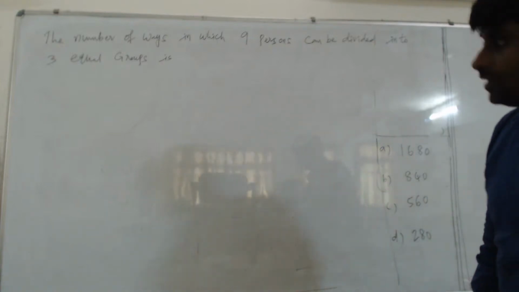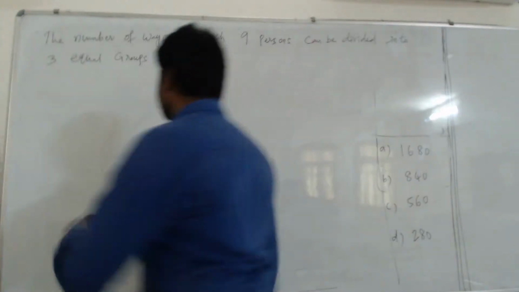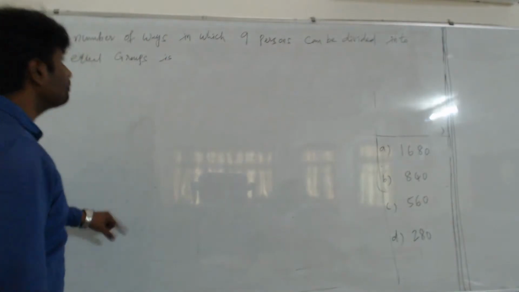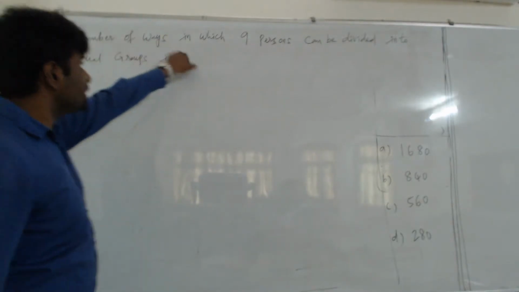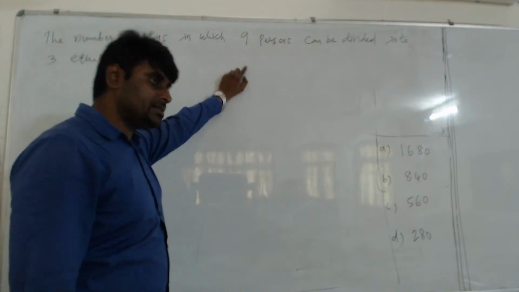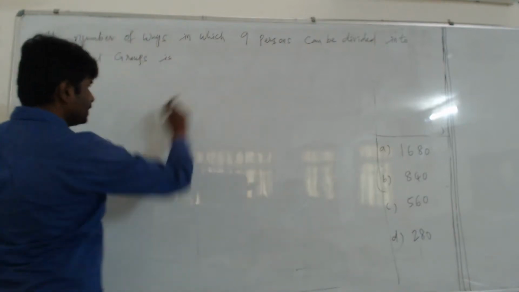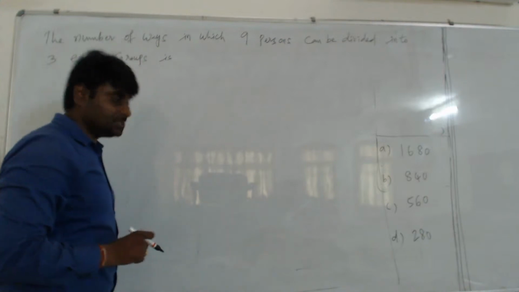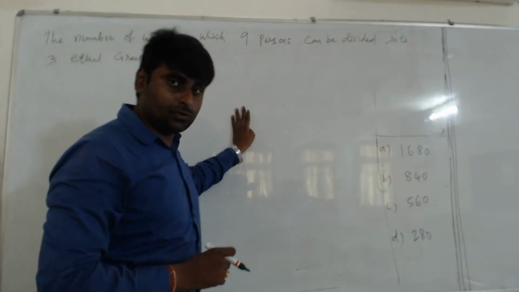Okay. So we have discussed this concept yesterday, in the previous class. The number of ways in which nine persons can be divided into equal groups. So once again we'll discuss that: distribution of things into persons, distribution of things into groups.